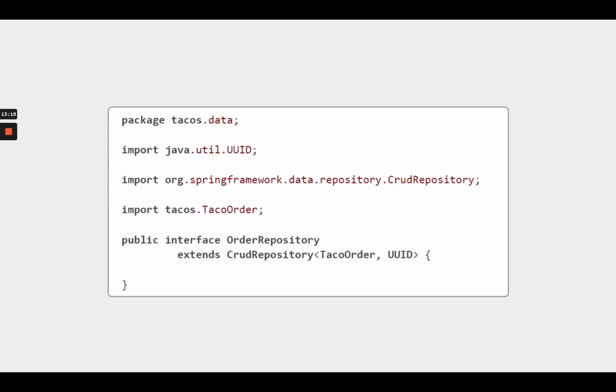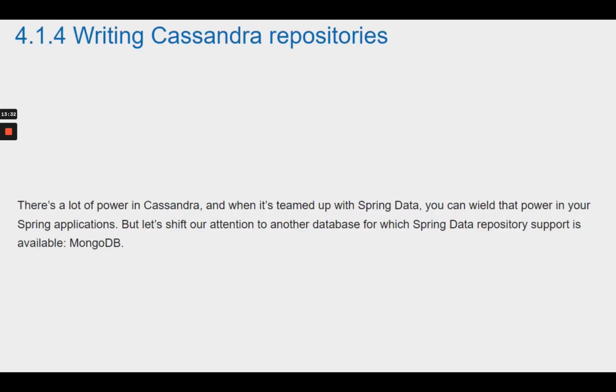The changes required for OrderRepository are only slightly more involved. Instead of a long parameter, the ID parameter type specified when extending CrudRepository will be changed to UUID as follows. There's a lot of power in Cassandra, and when it's teamed up with Spring Data, you can wield that power in your Spring applications. But let's shift our attention to another database for which Spring Data repository support is available, MongoDB.